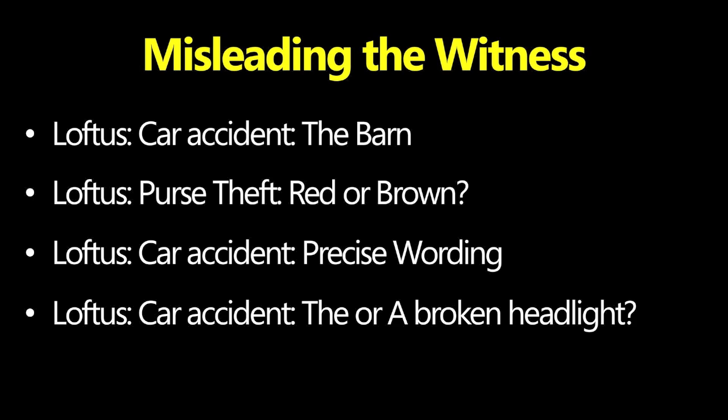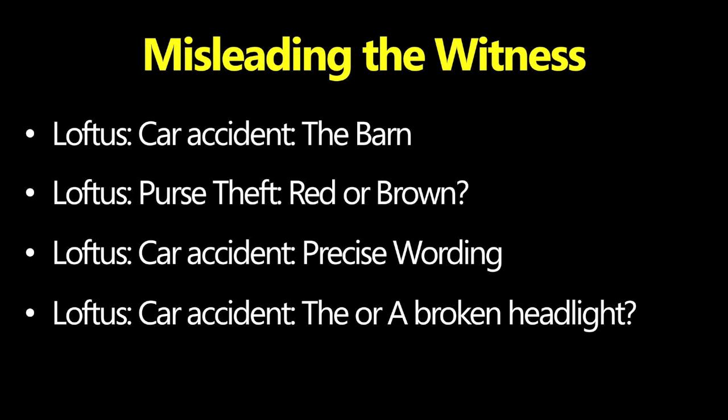The second experiment is Loftus and the purse theft, red or brown. Participants were shown the theft of a large red purse, and then they read a professor's account of the theft, which contained several errors, like the purse was brown. But all the participants pretty much recalled the purse as being red, suggesting that information which is obvious and less central is less subject to distortion.